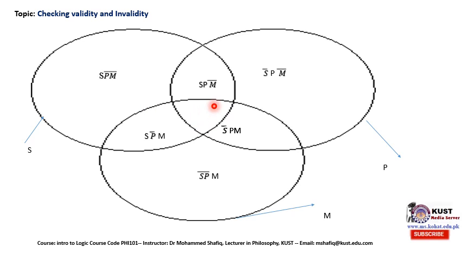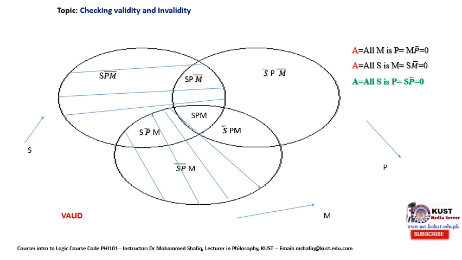Now this area is an area in which the members of all three classes exist. Now, what we will have to do now, students, you will have to look at this one, all M is P, that we got the result from the previous slides. M P bar is equal to 0. Now, first of all, which means that M P bar is equal to 0, you will have to shade the area of M P bar.